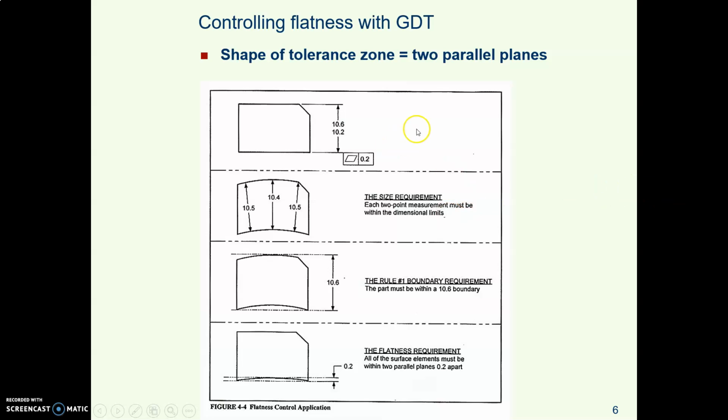If you want to control the flatness of a surface, you put a feature control frame somehow on the surface. Here it's on an extension line. There's flatness within 0.2 of a millimeter. And what this means is, whatever size this part is, that bottom surface has to lie within two parallel planes that are 0.2 apart. And I've put this in bold because I really want to underscore that the shape of the tolerance zone is two parallel planes, two flat things, like two flat pieces of glass.